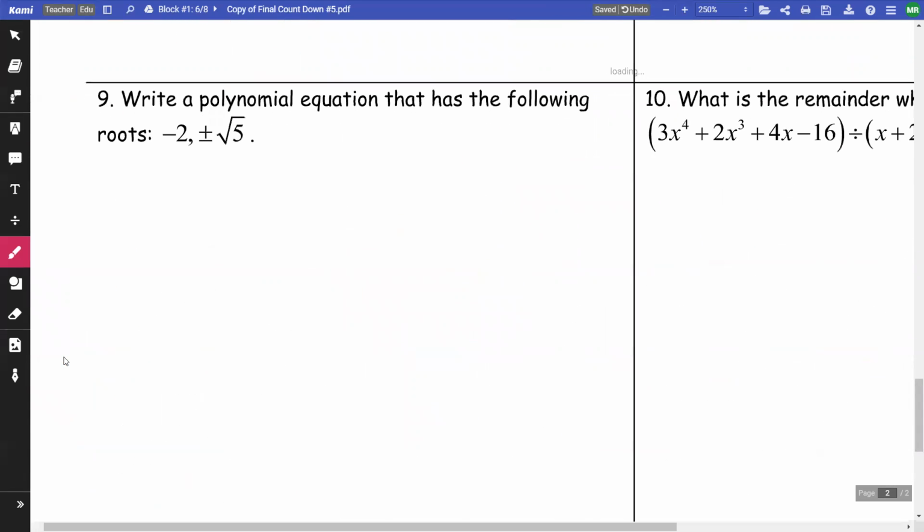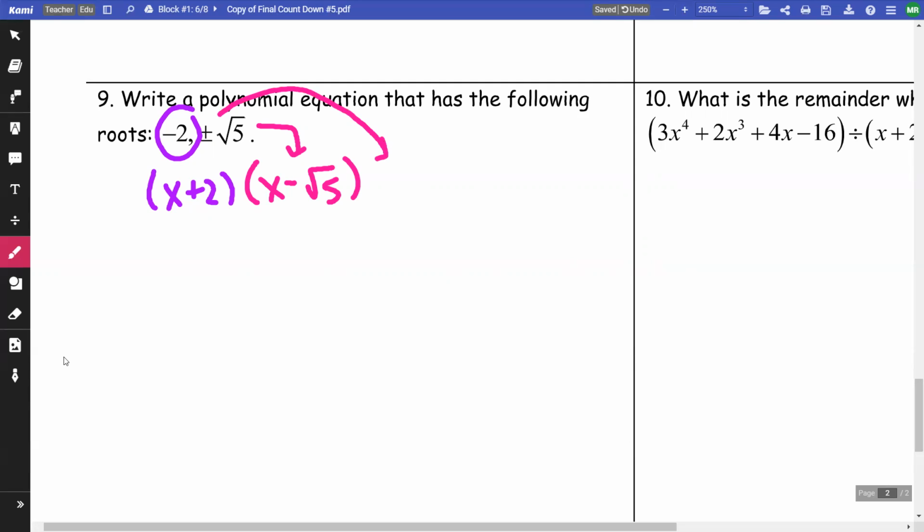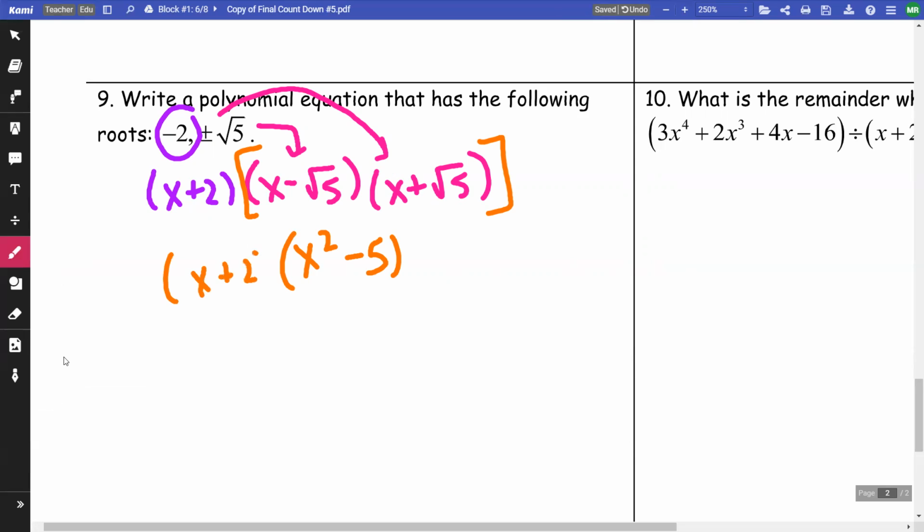On number 9, this comes from an x plus 2. And then here I have a positive root 5, which comes from an x minus root 5. And then when I'm dealing with the negative, that comes from an x plus root 5. You can do a box, but this is a difference of 2 squares. So this is going to be x squared when I square my x. And when I square my root 5, I get a 5. So it's going to be x squared minus 5 times x plus 2.